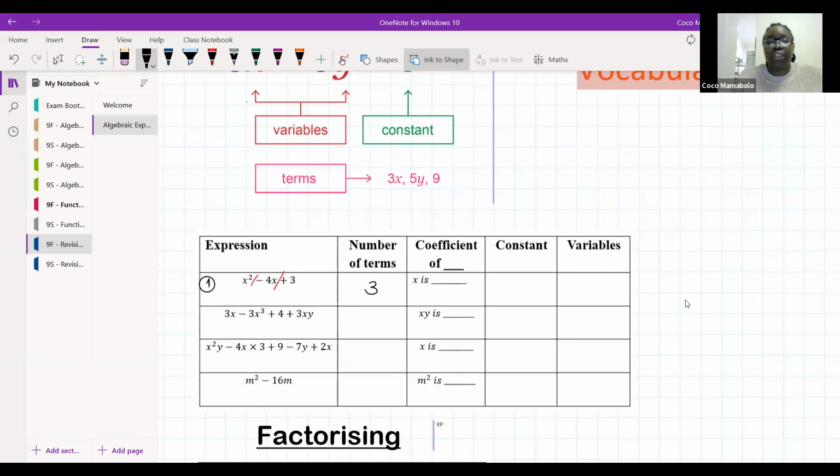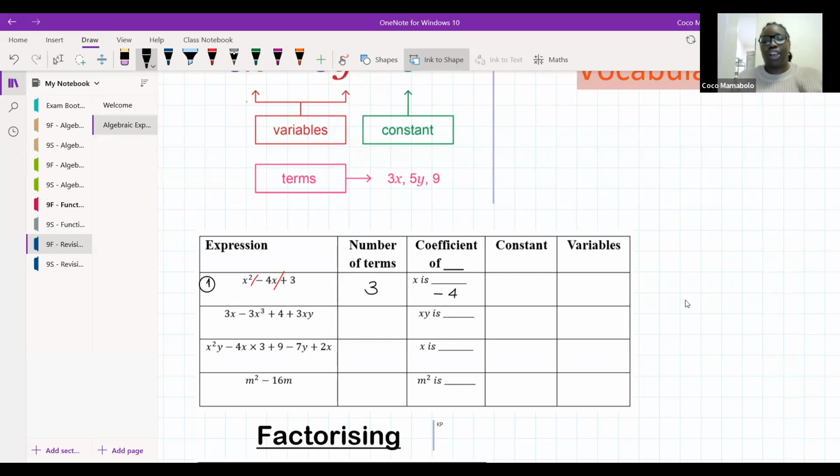Now I want the coefficient of x. So what number is in front? 4, ma'am. What is it? 4, ma'am. Oh, it's not 4, remember. Oh, the -4, sorry. Good. The sign in front of it. So the coefficient of x is -4.